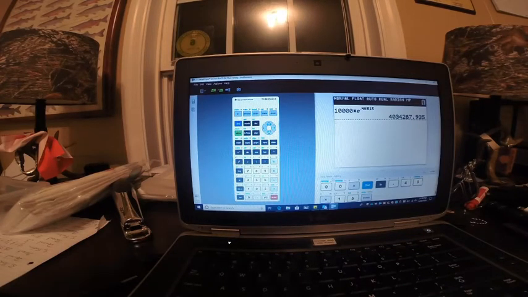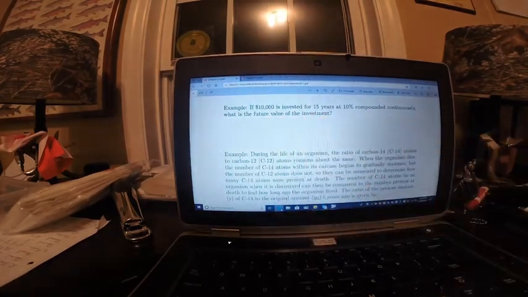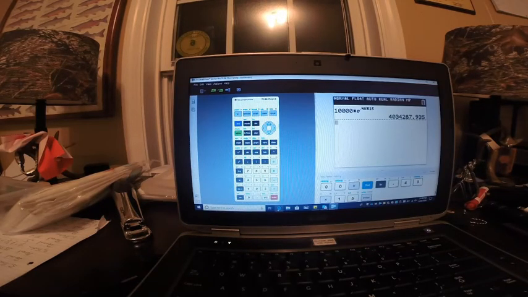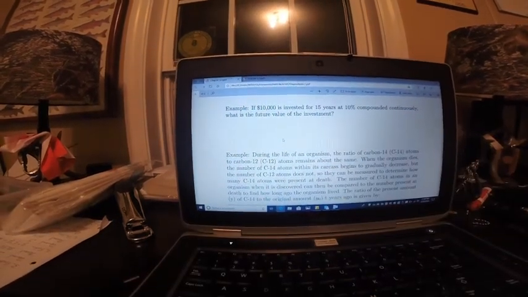Answer to the question. If you look at it, what you would write here, it just wants to know what the future value of the investment is. Future value of the investment would be, like we said, 4,034,287.935. That would be the answer to this one.